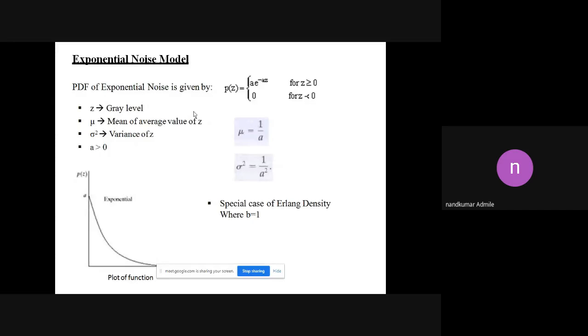So if we observe the starting point and the ending part of an image in the exponential noise model, at the starting point of the image the noise level is too high, and at the end of the image the noise level is too low. So it changes exponentially. That's why it is called the exponential noise model.